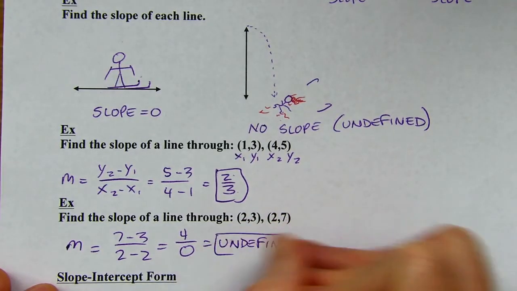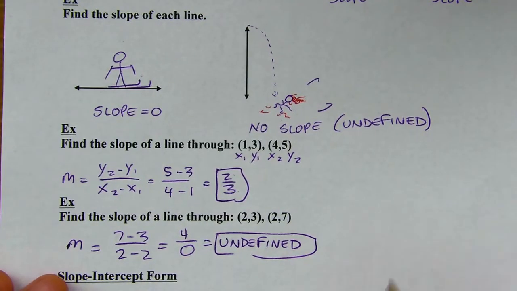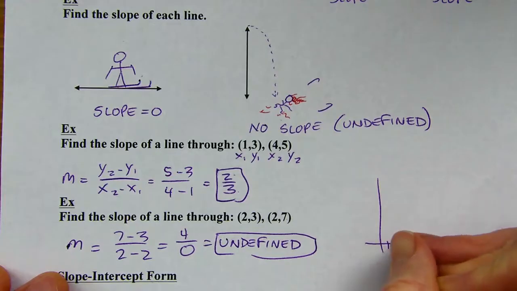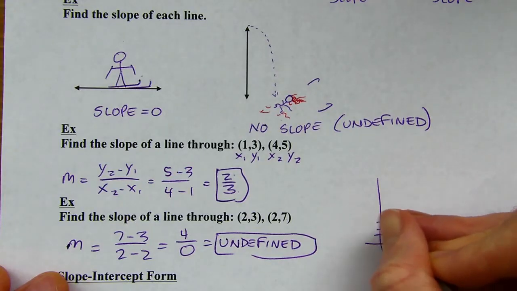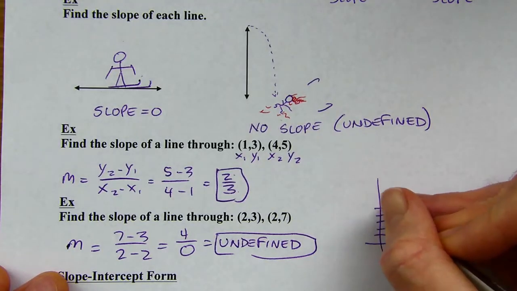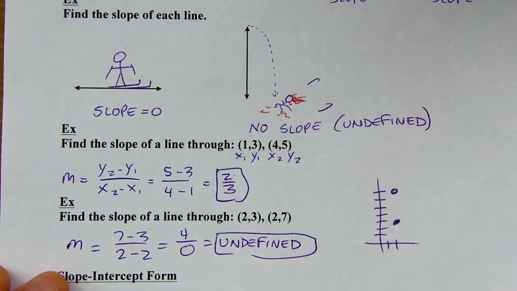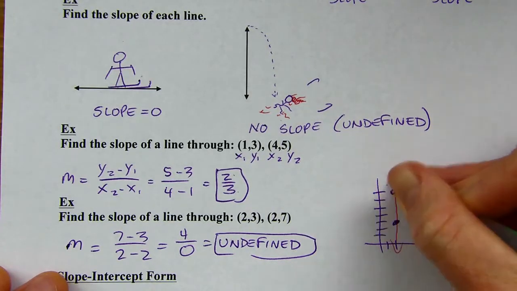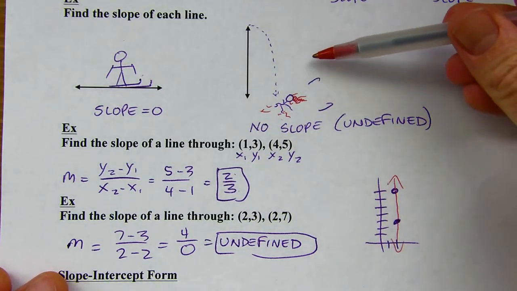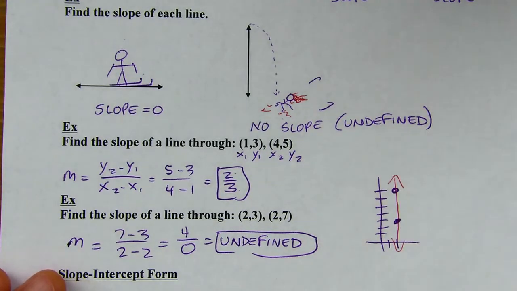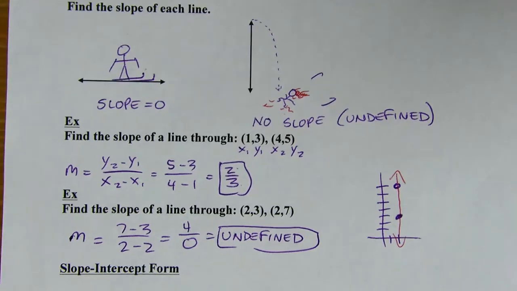Okay. And actually, it makes sense if you were to graph these 2 points. If you had the point 2, 3, I'm just making a really quick sketch there. 2, 3 would be something like that. 2, 7 would be something like that. And the line that goes through those would actually be a vertical line, which has no slope. So it actually makes sense. It works out with what we talked about up here.